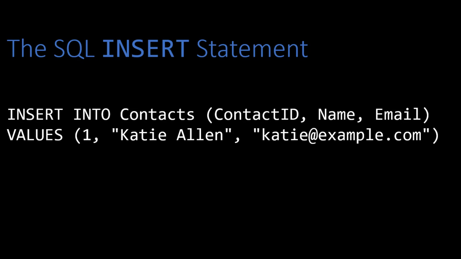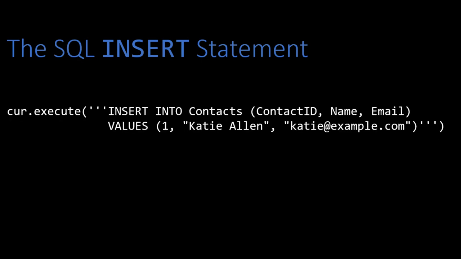Now, of course, you'll recall from the last video that in order to execute these SQL statements, we have to use a cursor object method called execute. So this is what the statement would look like. Now let's just assume that we have a cursor object named cur, and we're calling that object's execute method. And then here we're passing as an argument a triple quoted string that contains our SQL statement.